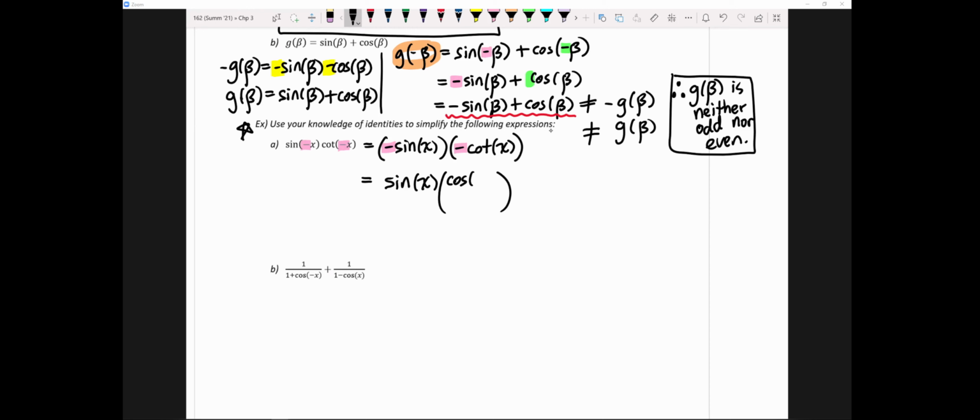That's right. Tangent is sine over cosine. Cotangent is cosine over sine. Correct. Okay, anything divided by itself is always 1. So our expression simplifies to just cosine of x.